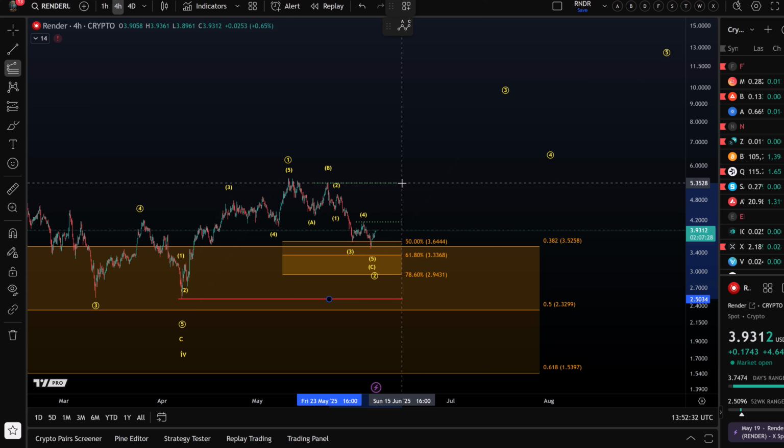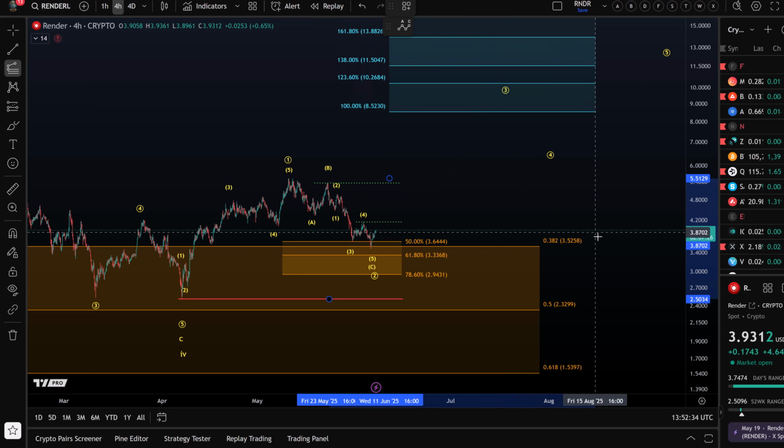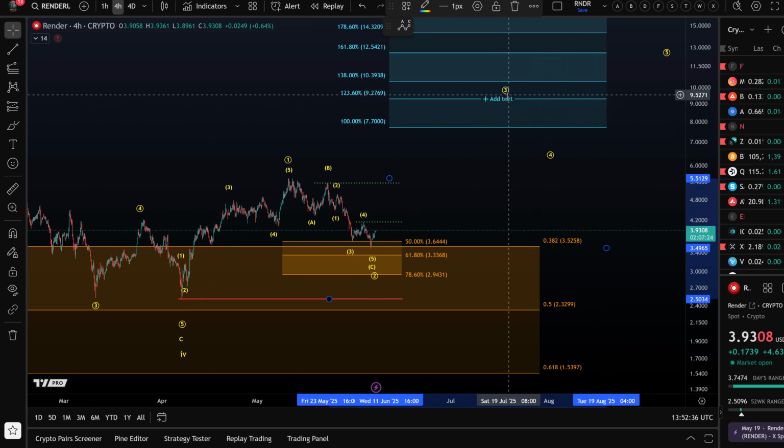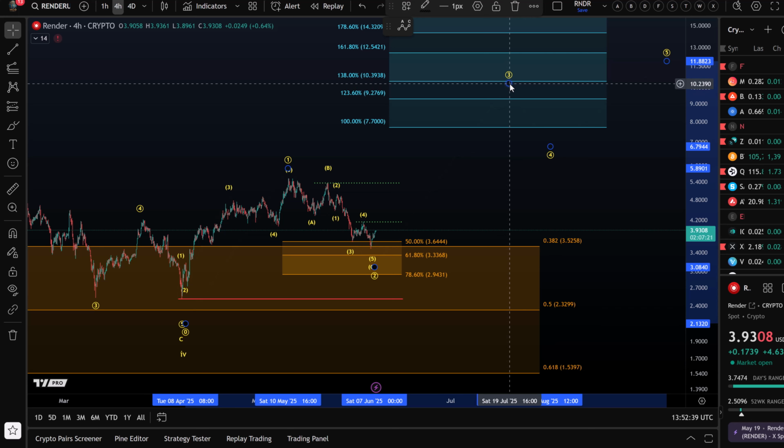So we'll measure the length of wave 1, go to the low of wave 2, and typically we want a third wave to get to $10.40.